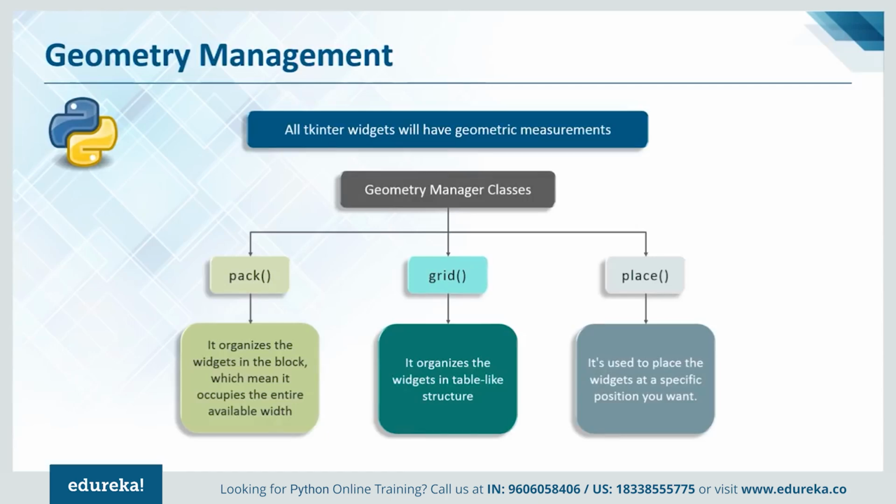Next is grid. We have already used grid at this point, so we already know that it organizes the widgets in a table-like structure, right? Into rows and columns. And next we have place, guys. It's used to place the widgets at a specific position you want. And again, we've already looked at grid in almost all of the previous codes, right? And I'm sure you guys understood all of these concepts. If you have any doubts, head to the comment section and leave a comment so we can interact there.